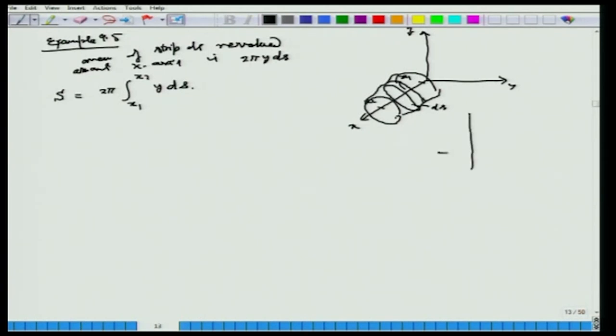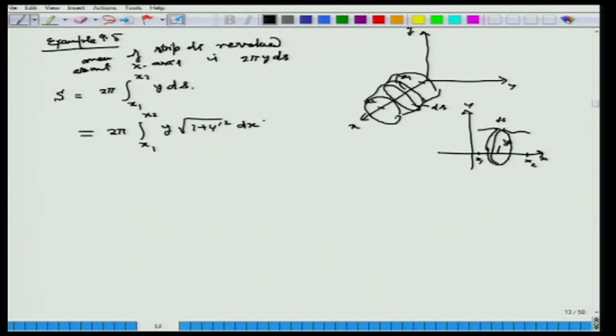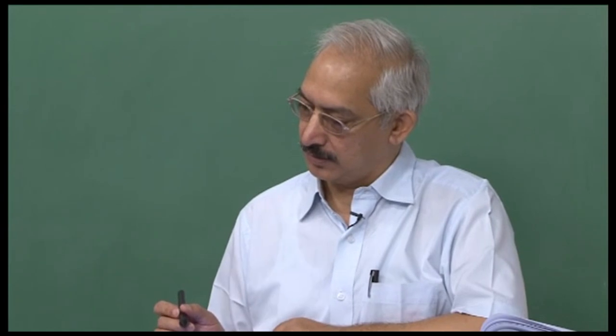So, this can be seen like you have x, y. So, this curve was like this, this is the d s element here, and this is the y distance here. So, this gets rotated like this, this d s element. Therefore, this is 2 pi integral from x 1 to x 2 of y d s, where d s is given by square root of 1 plus y prime square d x. So, that is the surface area of the object obtained by revolving this curve about the x axis.